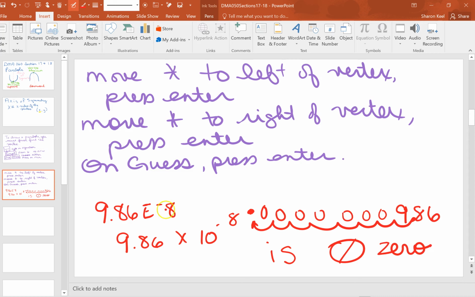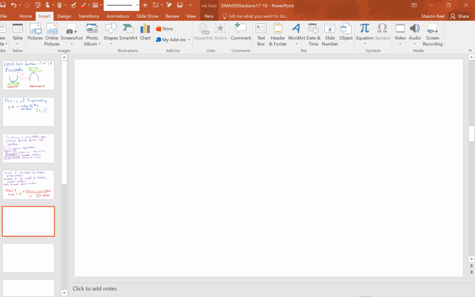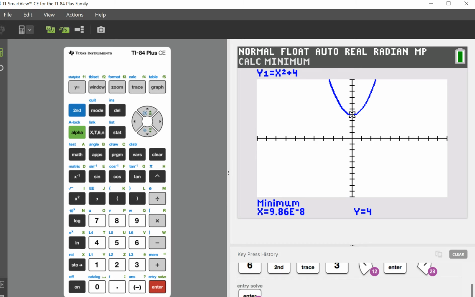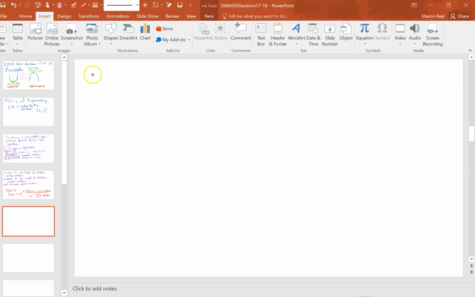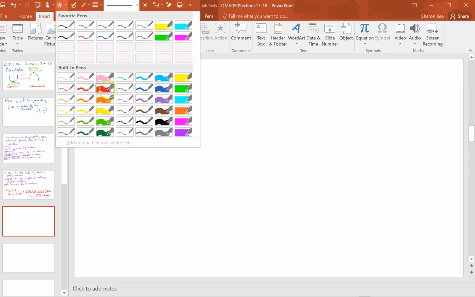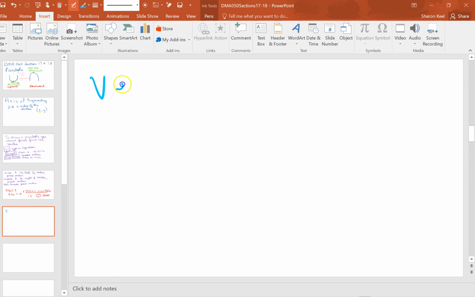So whenever you see scientific notation with e to a negative exponent, whatever that may be, we're going to use 0 for the value of that particular item. So the vertex of this would be 0, 4. So for this problem, my vertex is going to be the ordered pair 0, 4.